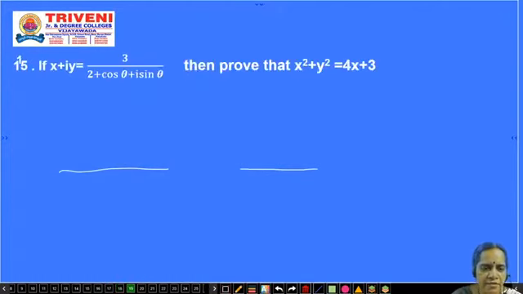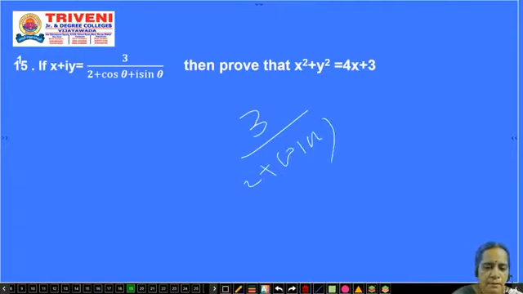And then the next one is: if x plus iy is equal to 3 by 2 plus cos theta plus i sin theta, then prove that x square plus y square is equal to 4x plus 3. This model problem I have already told in the last class. What is that? x plus iy is equal to 3 by 2 plus cos theta plus i into sin theta.